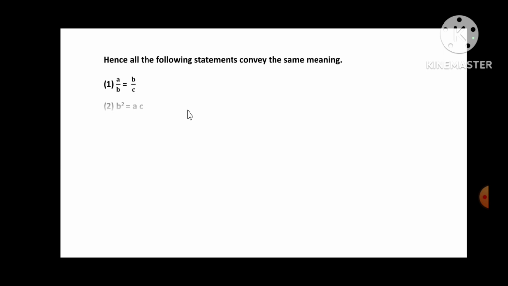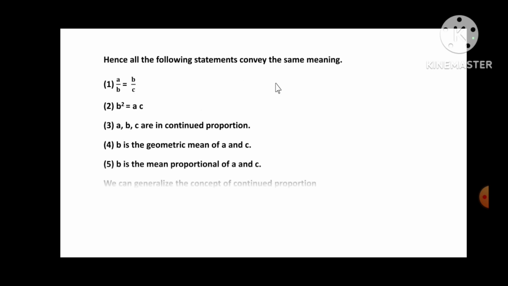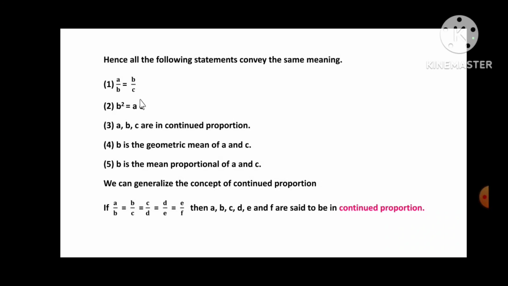Hence all the following statements convey the same meaning: a upon b is equal to b upon c, or b square is equal to ac; a, b, c are in continued proportion; b is the geometric mean of a and c; b is the mean proportional of a and c. We can generalize the concept: if a upon b is equal to b upon c is equal to c upon d is equal to d upon e is equal to e upon f, then we can say that a, b, c, d, e and f are in continued proportion. So friends, I think you came to know continued proportion.